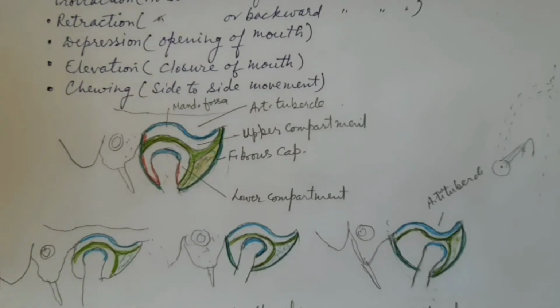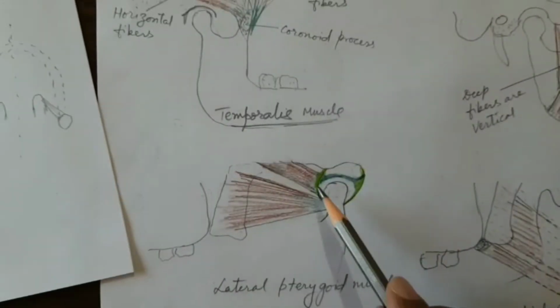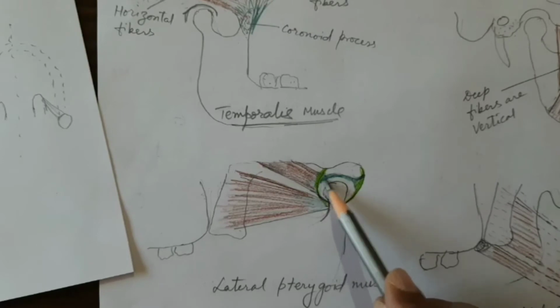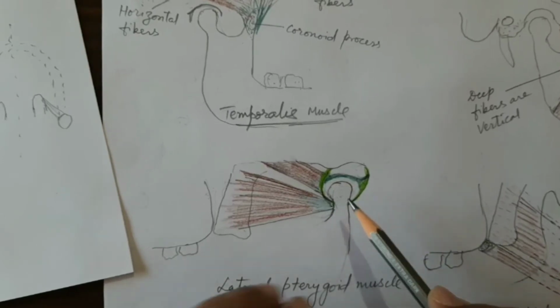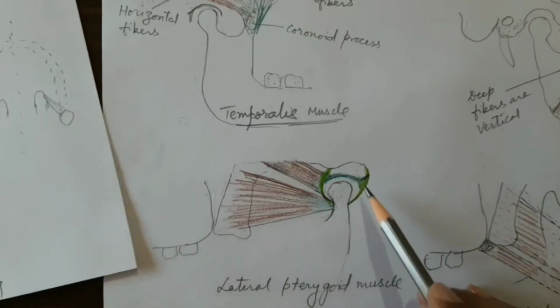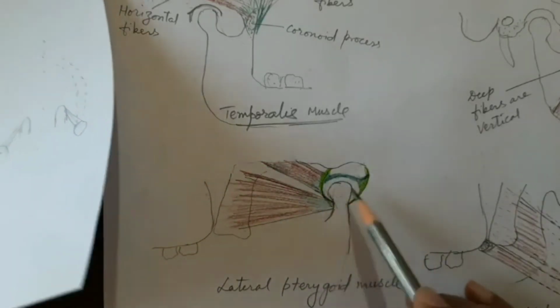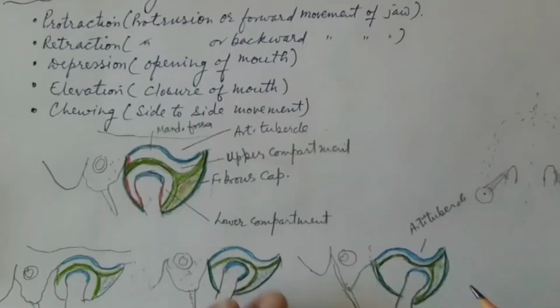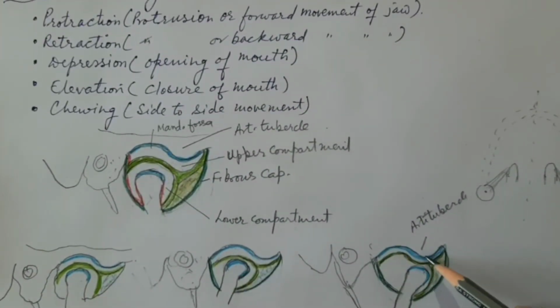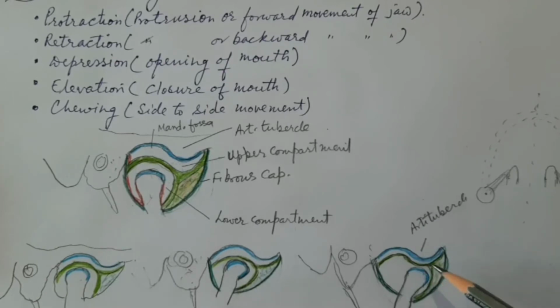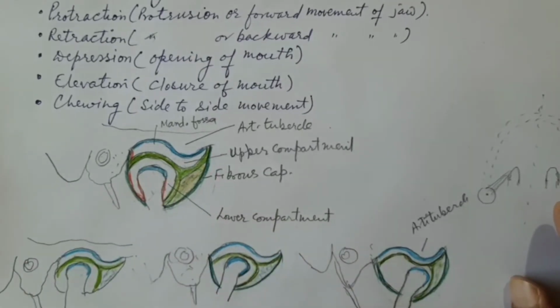After this slight opening by the lateral pterygoid, the contraction of the lateral pterygoid is still continuing, and as its fibers are attached to the capsule, the disc and the neck, they will pull the disc forward as well as the head forward. So the gliding movement in the upper compartment will take place. And since the tubercle is at a lower level, if the head comes under the tubercle, there will be another force which will push the mandible downward. So the chin will go further downward.